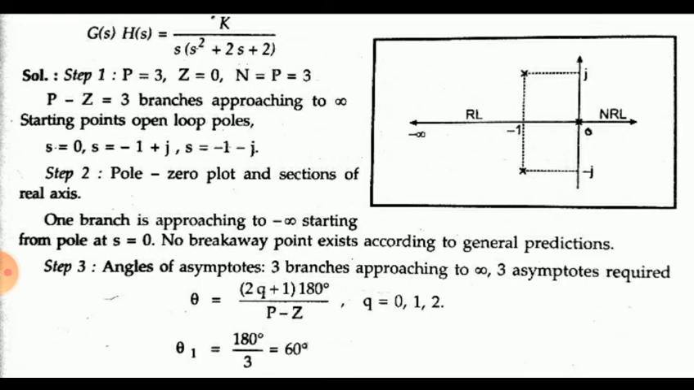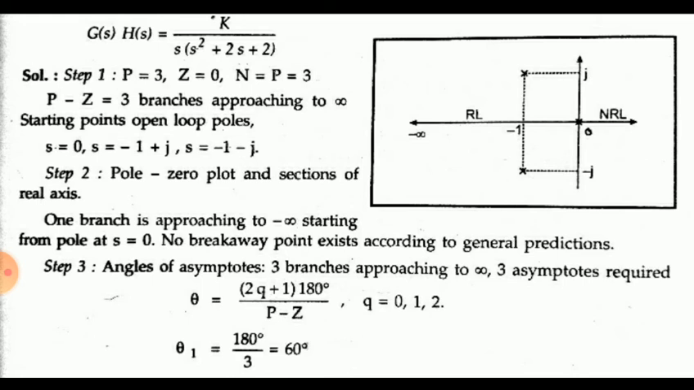Step number 2: plot the poles and the sections of the real axis. So draw the vertical and horizontal axis. Horizontal axis means real axis, vertical axis is the imaginary axis. So pole 0, then s equal to -1 plus j. See the -1 on the real axis and j on the imaginary axis. You have to plot that pole above the real axis and below the real axis. So that is the plotting.